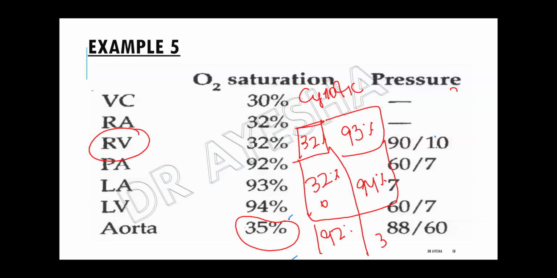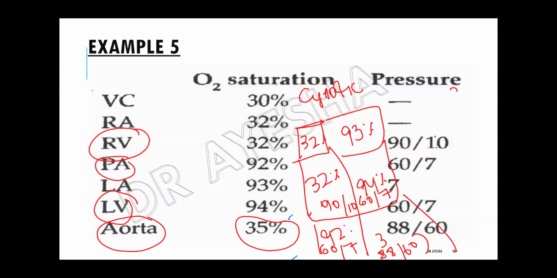The right ventricle pressure is 90 by 10. And when we see the left ventricle pressure, it is 60 by 7. Everyone agree? Now we talk about the pulmonary artery. Pulmonary artery pressure is 60 by 7. And the aorta pressures are 88 by 60. Now, is this clear? Now I write it properly, and I'm taking my blue color.